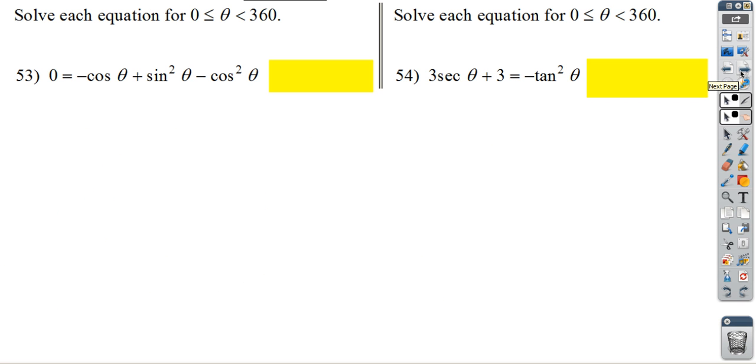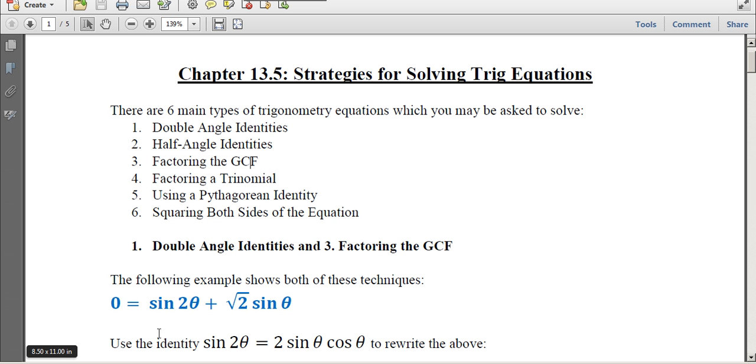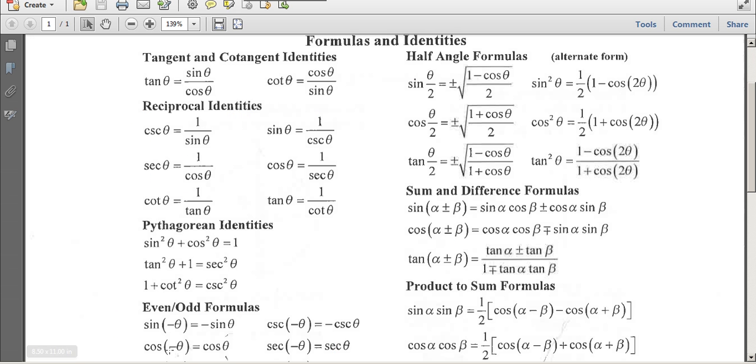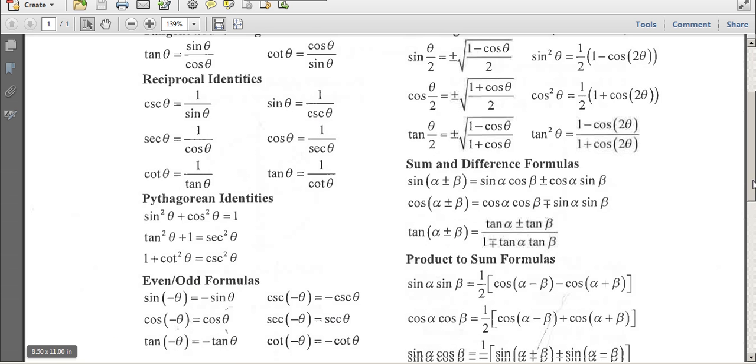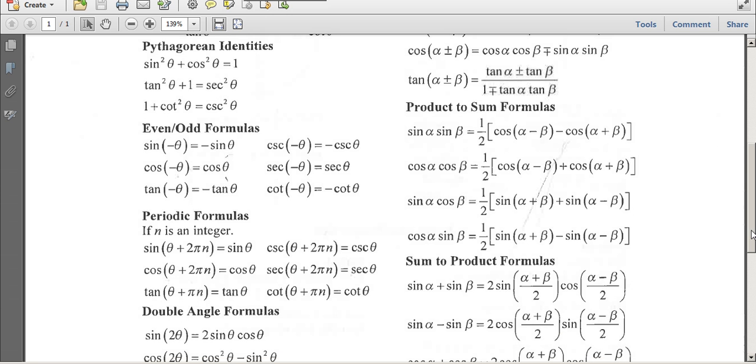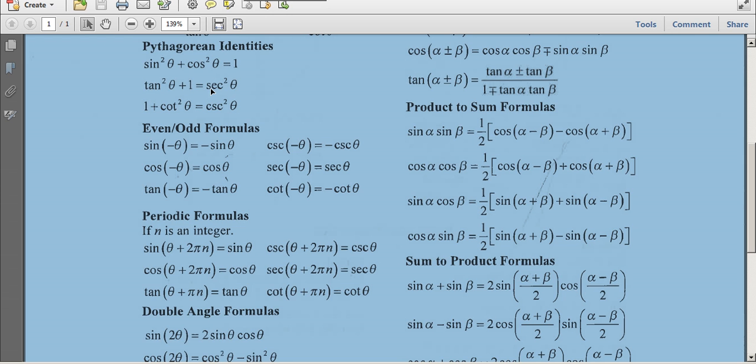Alright, 53 and 54. So this is a strategy that we haven't really seen so far. And it's strategy 5, using a Pythagorean identity. And just to recall the Pythagorean identities, they're on the top left of this page. I would point to it, but it doesn't highlight, so I'm just going to highlight the page where the arrow is right here. So these are the 3 Pythagorean identities.